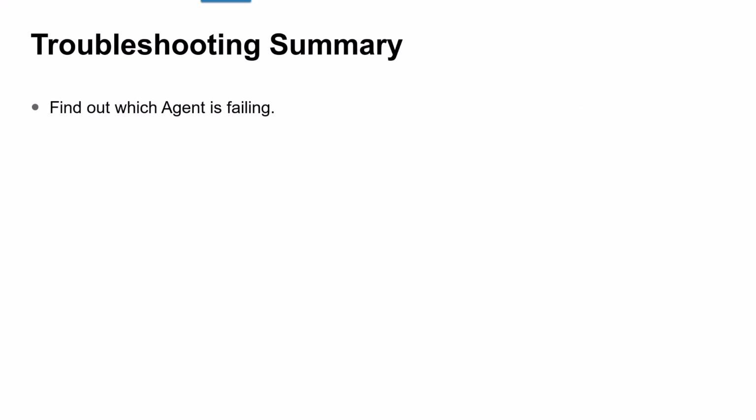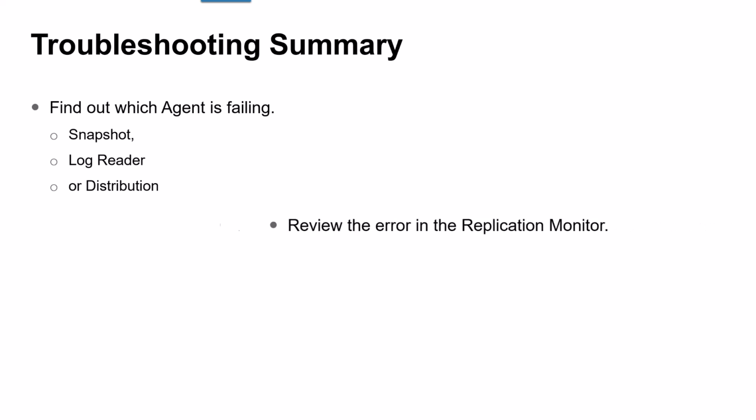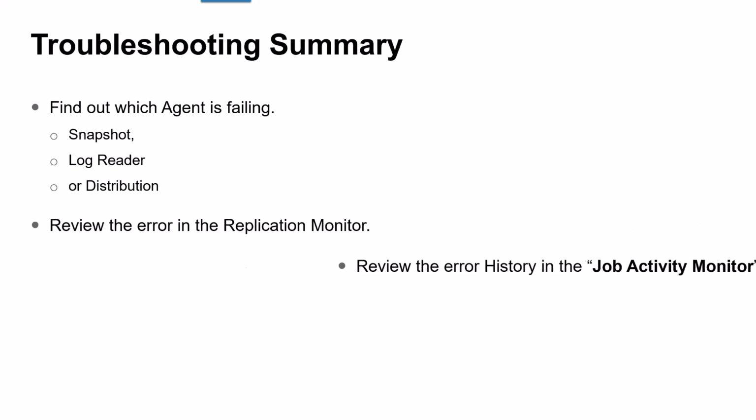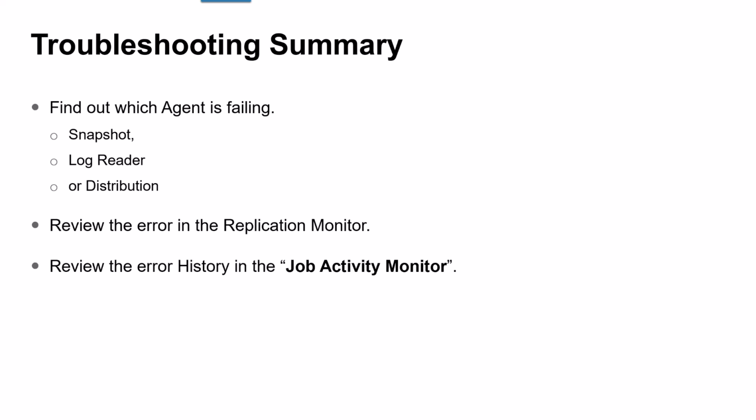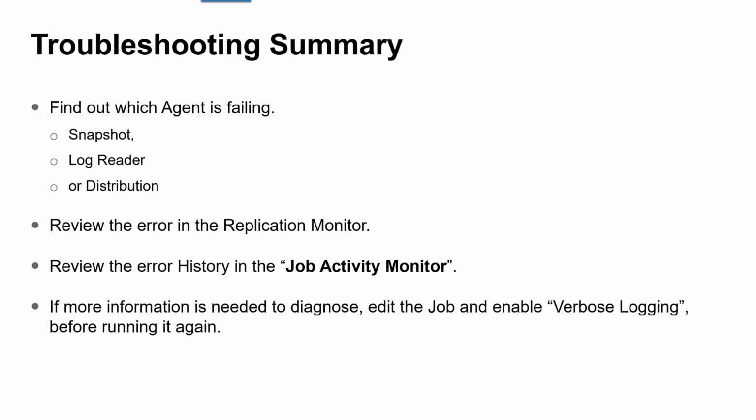Find out which agent is failing. It could be the snapshot agent, the log reader agent, or the distribution agent. Review the error in the replication monitor. Review the error history in the job activity monitor. If more information is needed to diagnose the problem, edit the job and enable verbose logging before running the agent again. Find the solution, fix the problem.